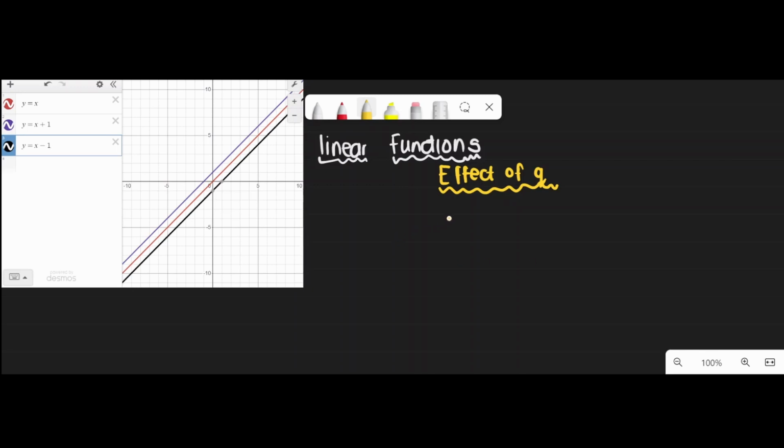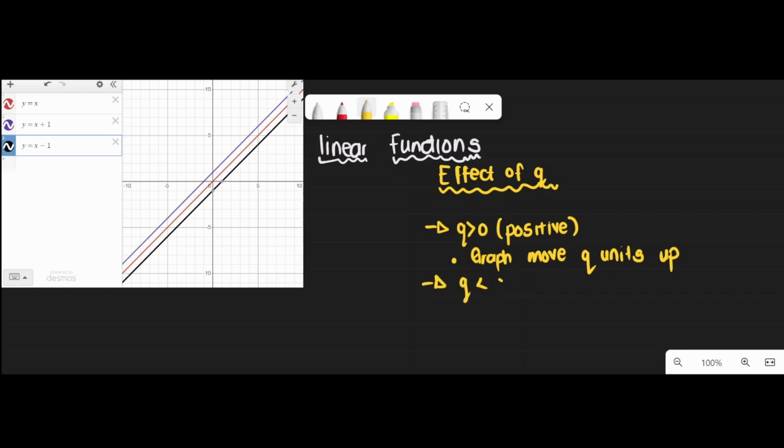So now looking at the effect of q, the first part is when q is greater than 0, meaning that q is positive, what happens? The graph moves q units up. And the second one is when q is less than 0, meaning it's negative, what happens to the graph? The graph moves q units down. And that's the behavior of the graph.